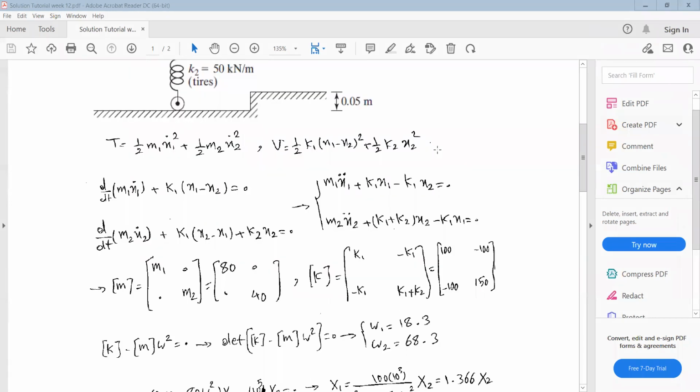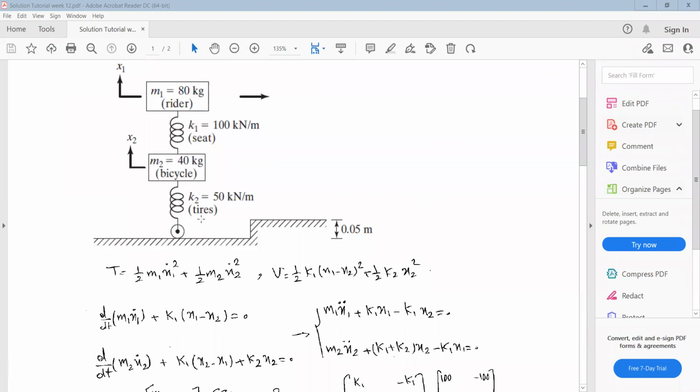For this purpose, we can write the kinetic energy and potential energy. As you see, we have the kinetic energy, which is equal to, we have two masses, m1 and m2. So we will have two terms in the kinetic energy, half m1 x1 dot squared, because the velocity is x1 dot. And for the m2, the velocity is x2 dot, half m2 x2 dot squared. The potential energy is the potential energy in the spring K1, which is half K1 (x1 minus x2) squared, and the potential energy in the spring K2, half times K2 x2 squared.